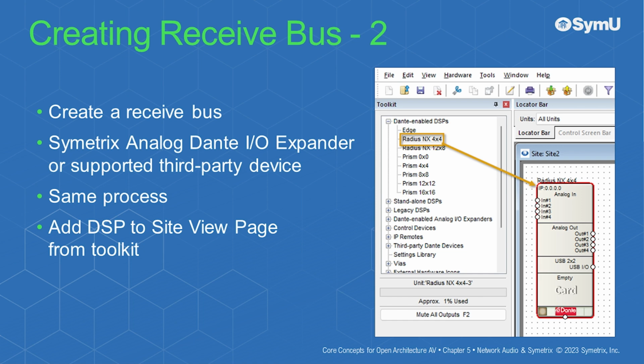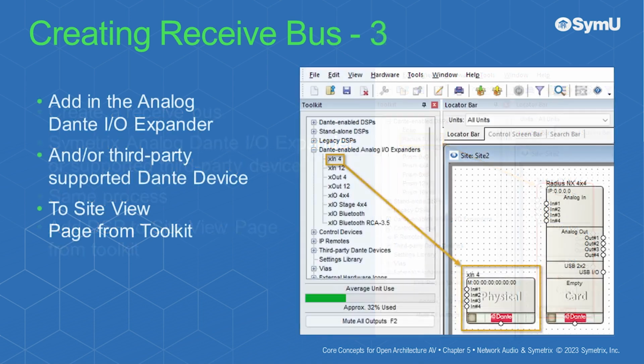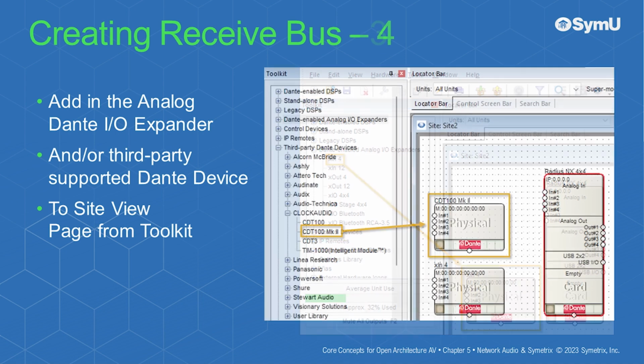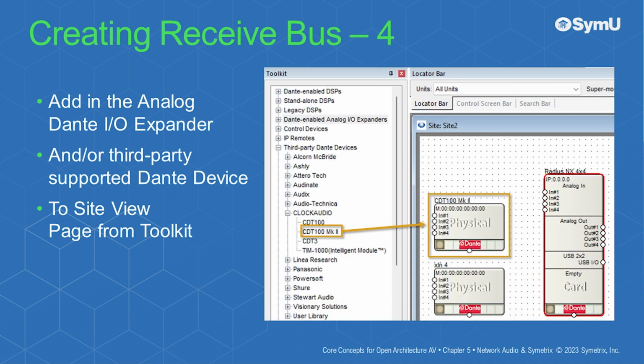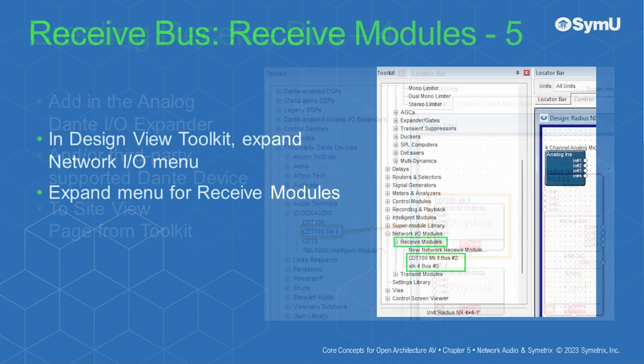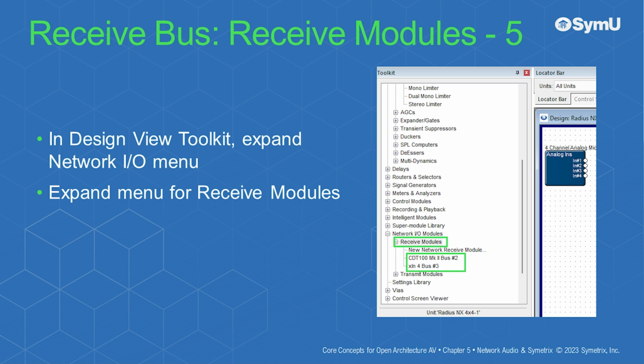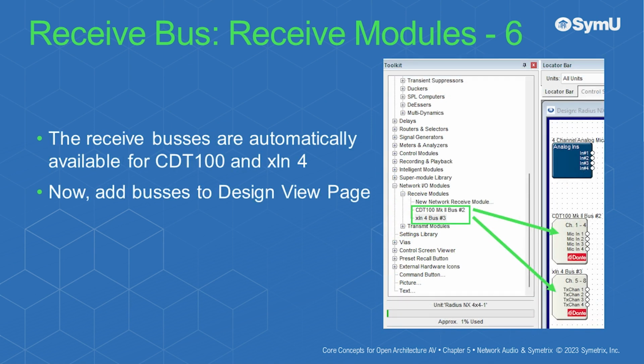First, add a DSP to the site view page from the toolkit, if not already present. Next, add in the analog Dante I/O expander and/or third-party supported Dante device to the site view page from the toolkit. In the Design View toolkit, expand the Network I/O menu, then expand the menu for Receive modules. Notice that the receive buses are automatically available for the CDT100 and the XN4. Now, add the buses to the Design View page.